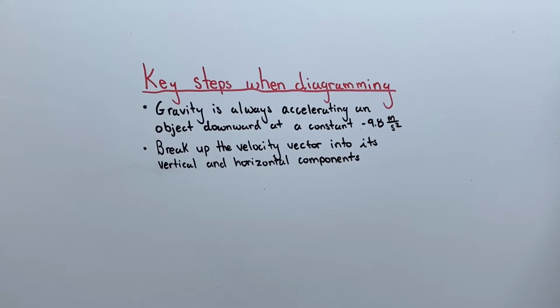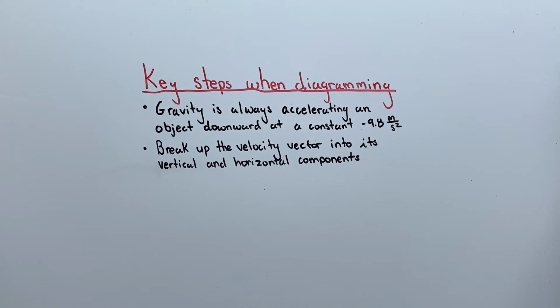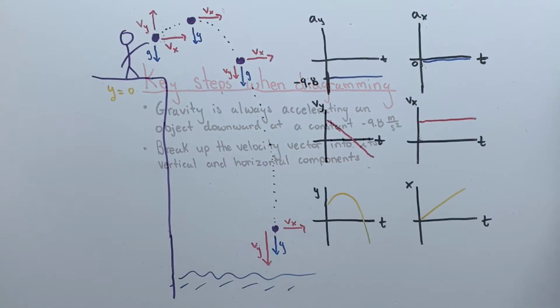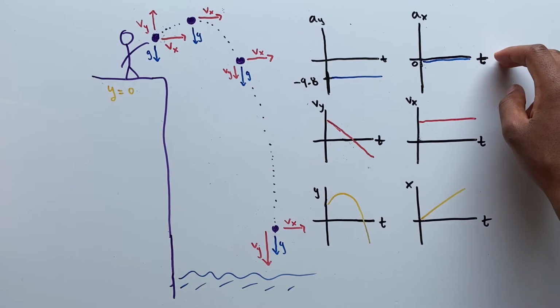Also, break up your velocity vector into its vertical and horizontal components so that it is easier to compute as well as graph. Now let's look at a diagram. In this diagram, a man throws a rock up and out into the ocean. I graph the rock's vertical and horizontal position, velocity, and acceleration.